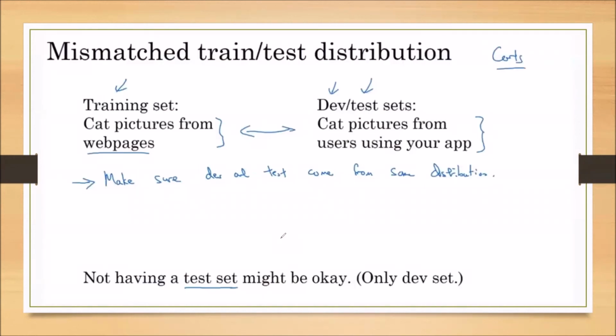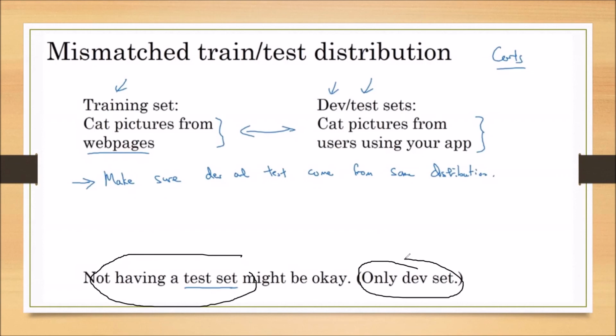Sometimes you may hear that we are not using any test set. That is fine. We can use only a development set, because really in the test set we are not performing any operation, we are only checking. If we are very confident that after the development set our learning algorithm is performing in an excellent manner, then there is no need to go for the test set.